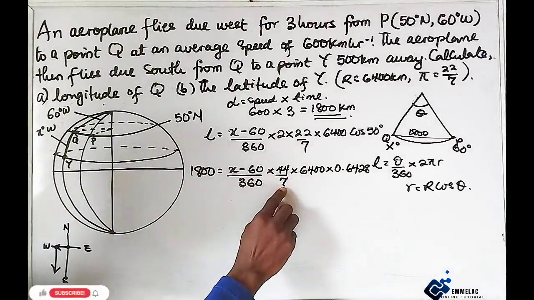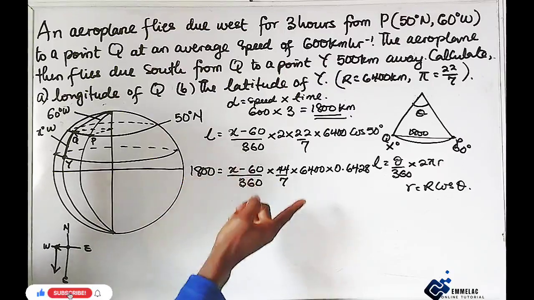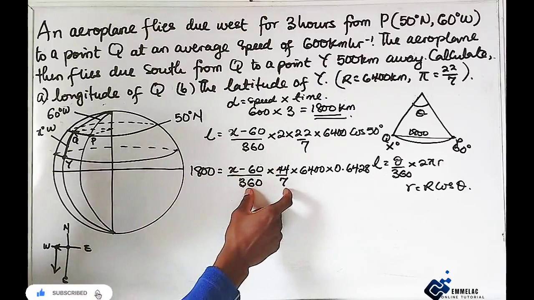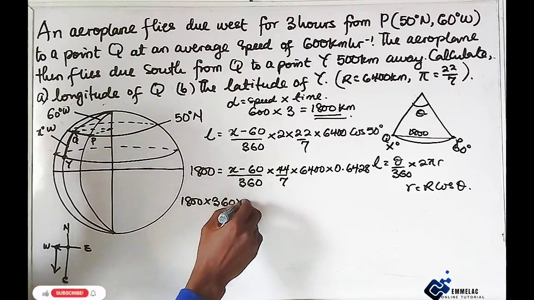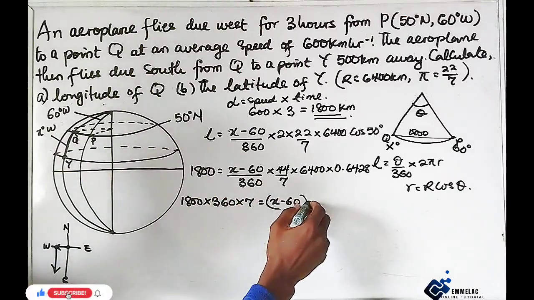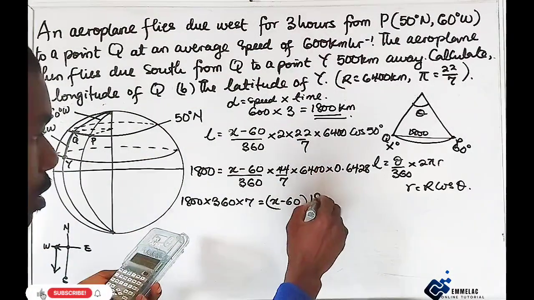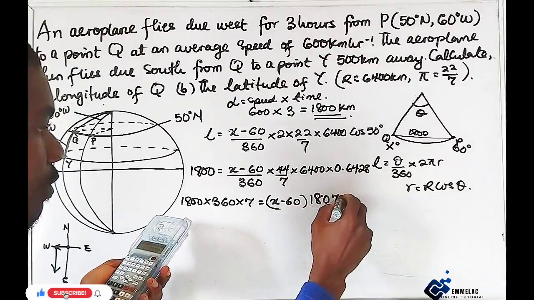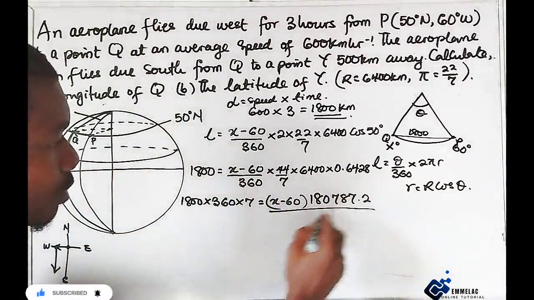Now 360 and 7, we'll move to the left hand side, because let us cross multiply. So move 360 and 7 to the left hand side. So here you have 1800 times 360 times 7 equals X minus 60. Now the whole of this, let me multiply. Punching our calculator here, we get 180,787.2.